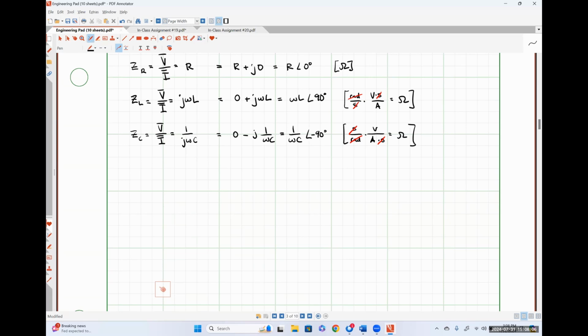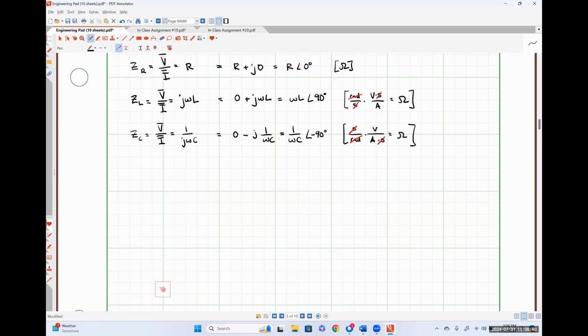So there's good news. Since the impedance of a resistor, an inductor, and a capacitor are all measured in ohms, we can effectively treat all circuit elements in the frequency domain as if they were resistances. By that specifically, I mean that we can just use regular resistance combination techniques in order to figure out what the equivalent impedance of a network would be.